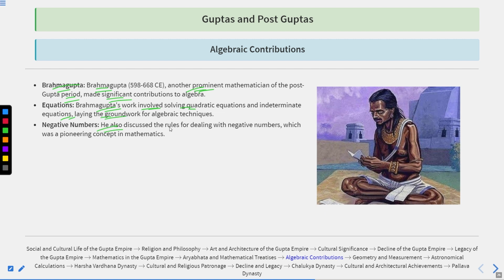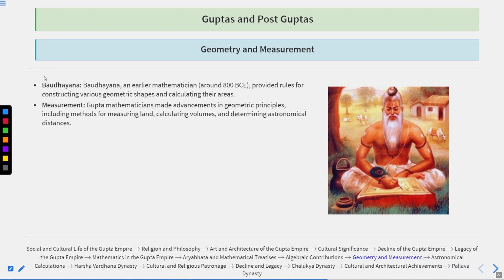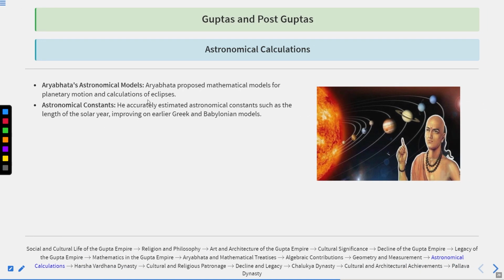Negative numbers: he also discussed the rules for dealing with negative numbers, which was a pioneering concept in mathematics at a later stage. Bodhayan, an earlier mathematician, provided rules for constructing various geometric shapes and calculating their areas. During the Gupta period, mathematicians made advancements in geometric principles, including methods for measuring land, calculating volumes, determining astronomical distances and so on.